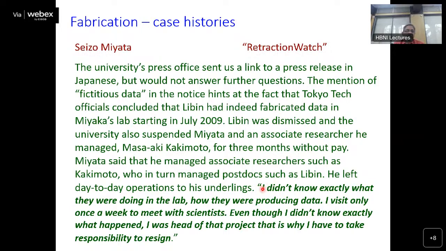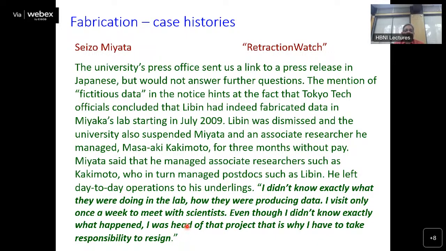"I didn't know exactly what they were doing in the lab, how they were producing data. I visit only once a week to meet with the scientists. Even though I didn't know exactly what happened, I was head of that project, and that is why I have to take responsibility and resign."